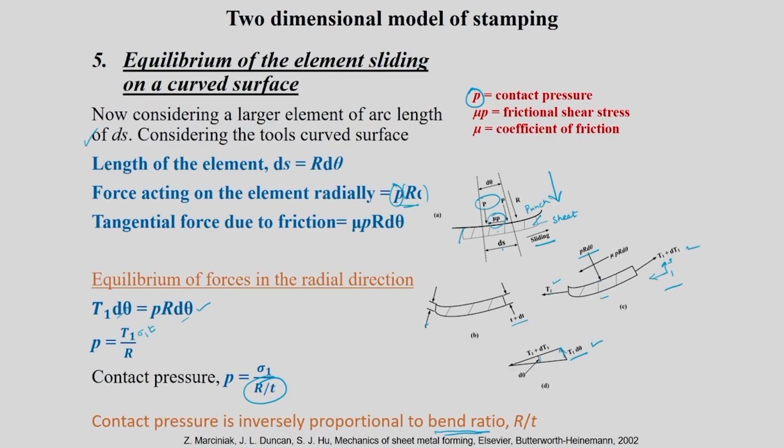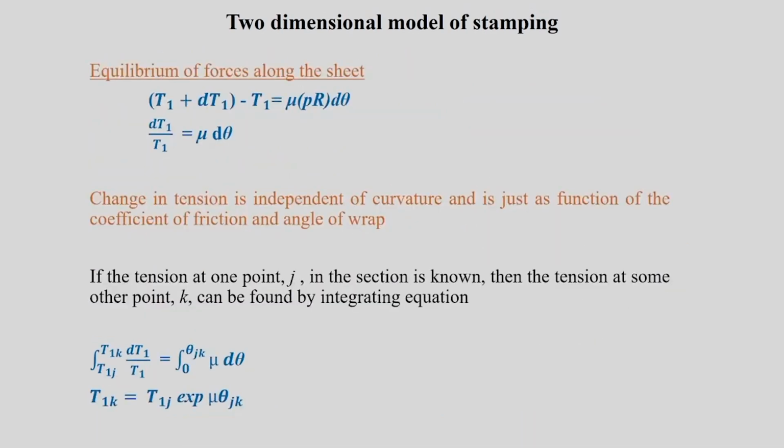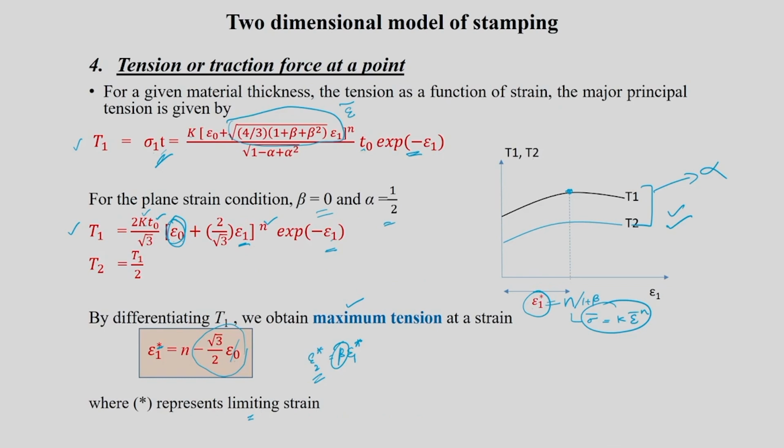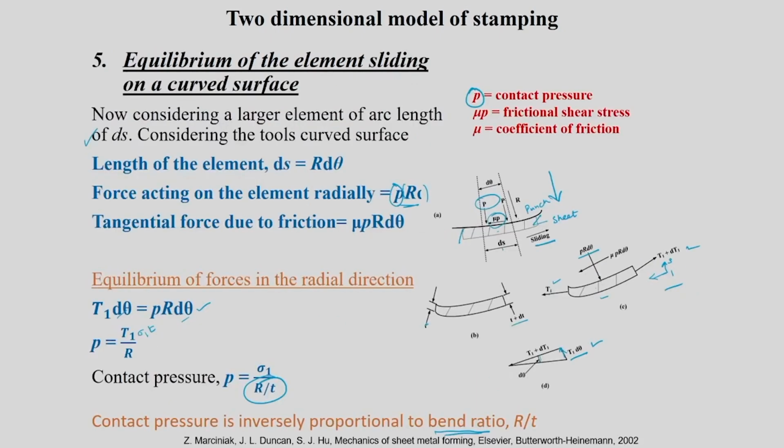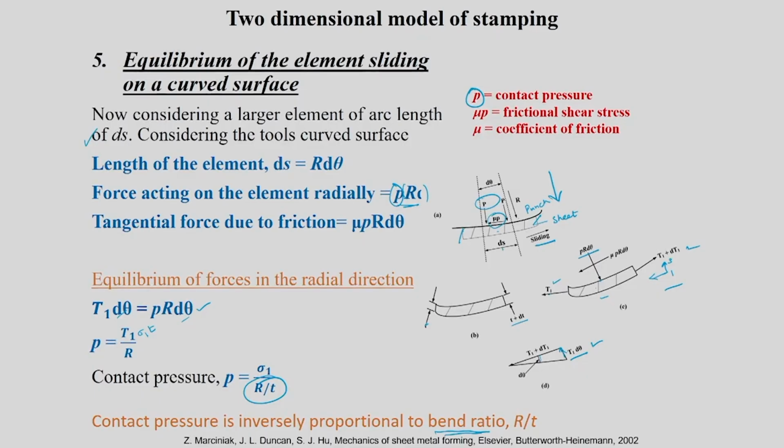So how do you get the contact pressure? If you know sigma 1, if you know R, and if you know the current thickness, then you can get P. How do you get sigma 1? Sigma 1 at that location can be obtained by one of the methods described here. Sigma 1 we already discussed: sigma bar divided by square root of 3 times 2 sigma bar by square root of 3. In that way you can get sigma 1. R depends on your punch dimension, and t is the new thickness, which you know how to get.